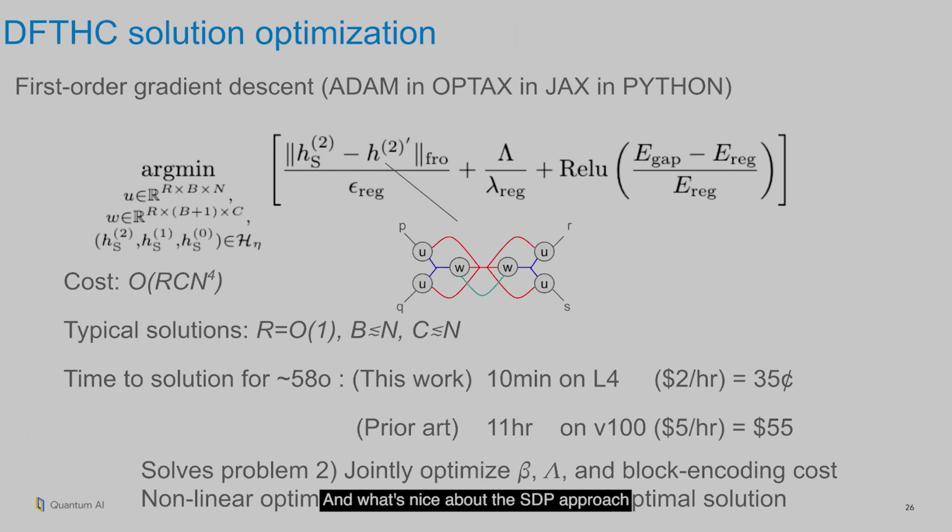And what's nice about the SDP approach to solving the sum of squares is that you have a guaranteed polynomial time classical algorithm to get the best beta.